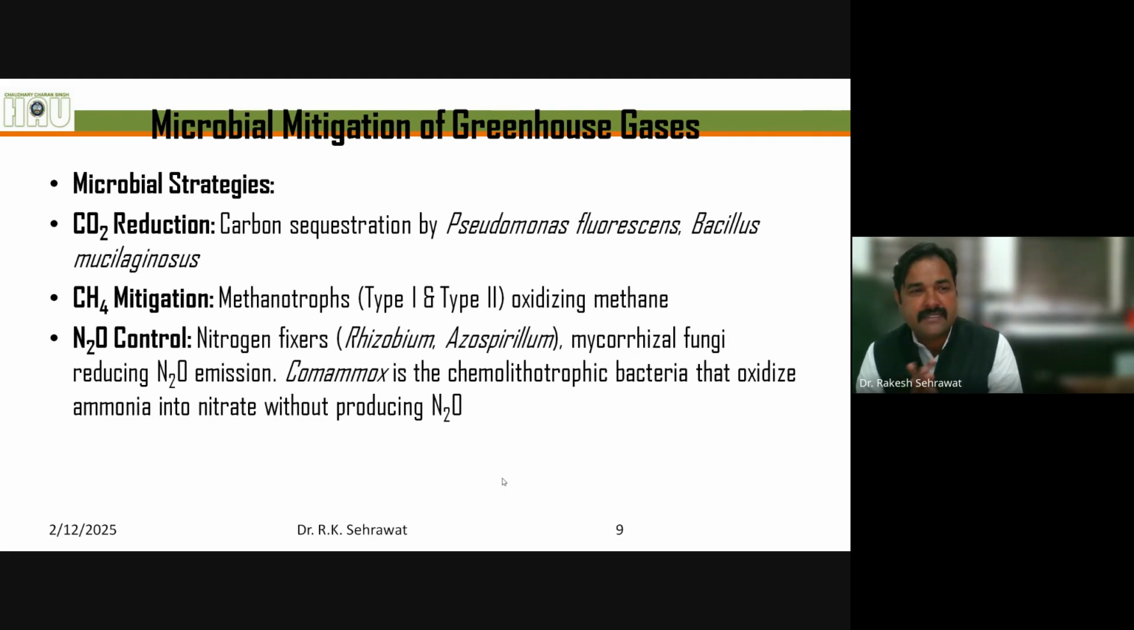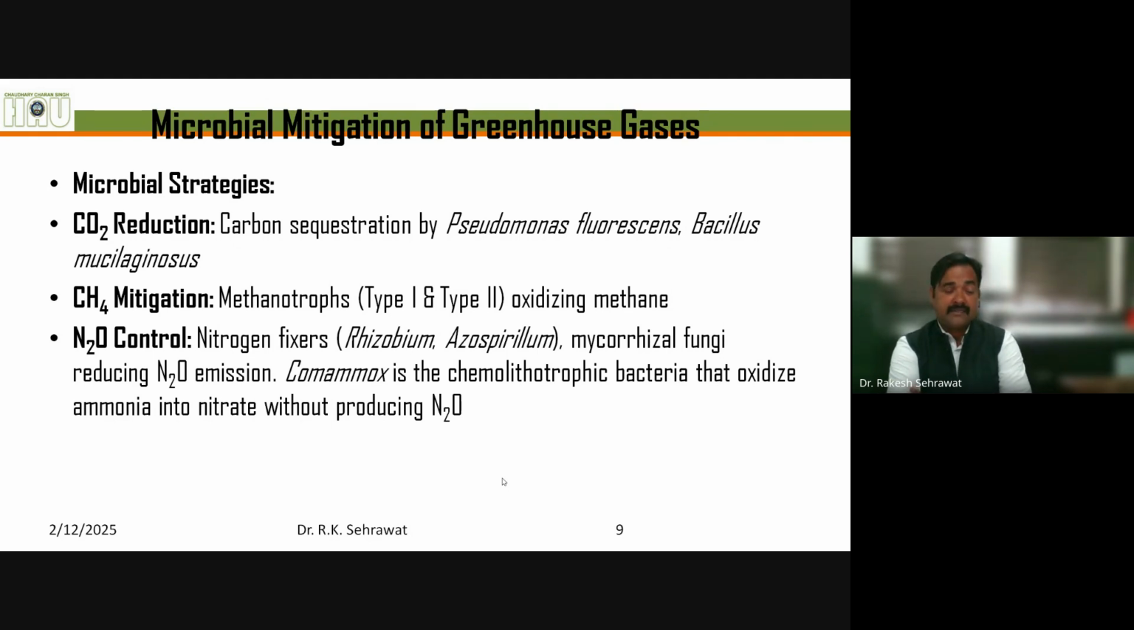So microbial strategies include, for example, if you are aiming at CO2 reduction, we can use carbon sequestration, not only by the trees. If you have gone through carbon sequestration, most of the carbon sequestration strategies follow the agroforestry system, where the forests are sequestering the carbon. But microorganisms like Pseudomonas fluorescens, Bacillus mucilaginosus, and many other microorganisms can sequester carbon dioxide up to some level.